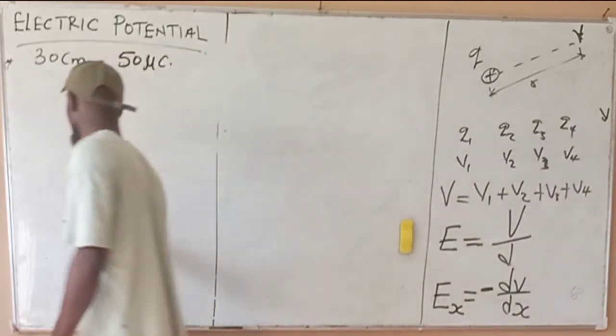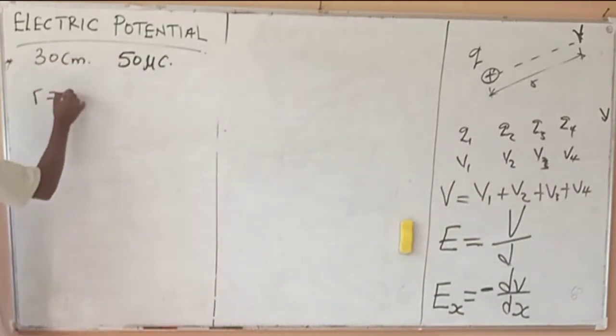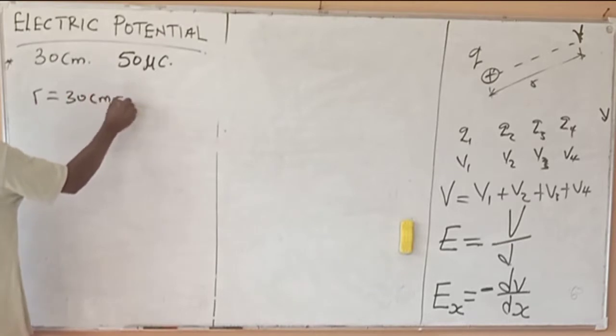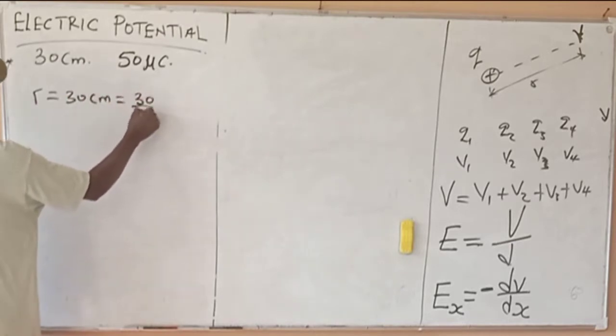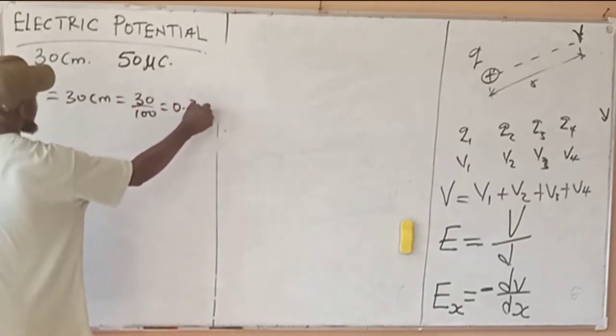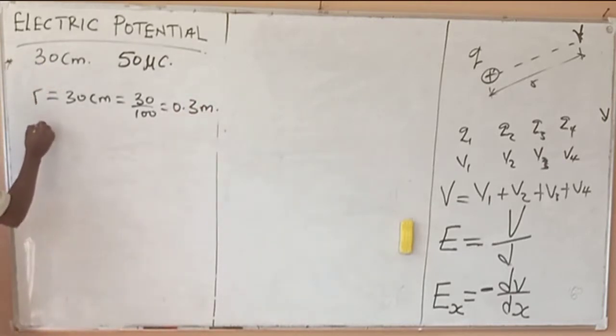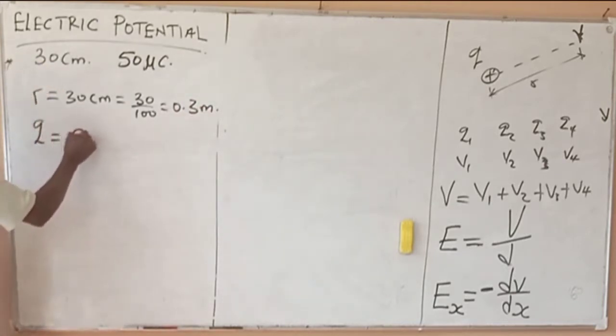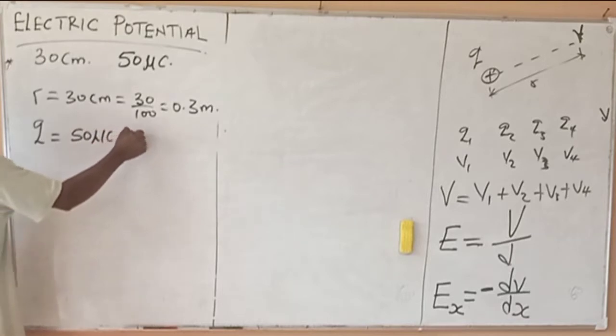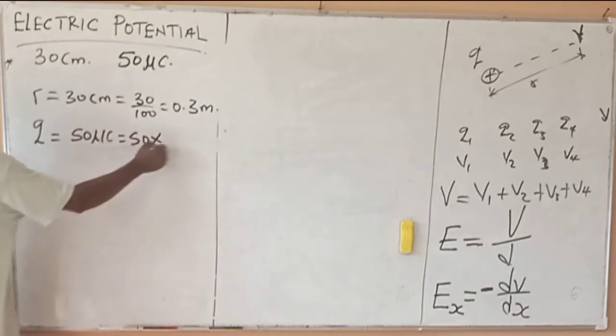50 microcoulomb. So the distance is what? 30 cm. So we're going to meters, divided by what? 100. We're going to have 0.3 meters. Then the charge is what? The charge is 50 microcoulomb. That is 50 times 10 power what?